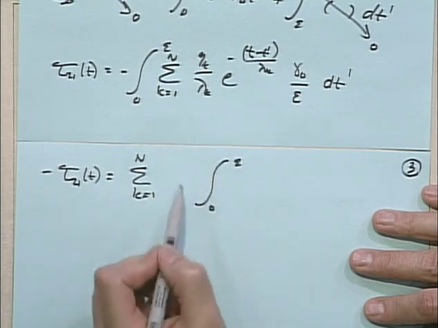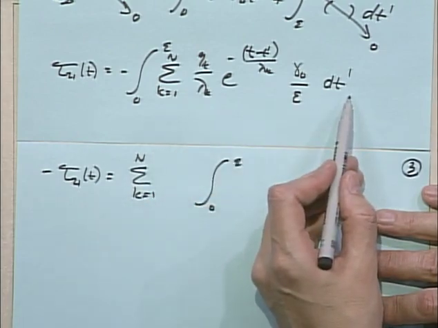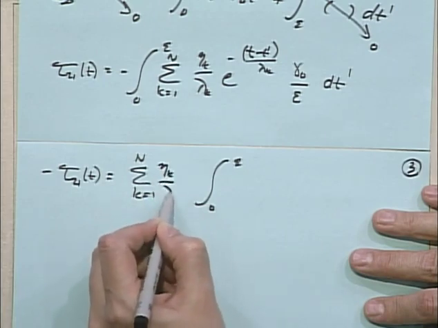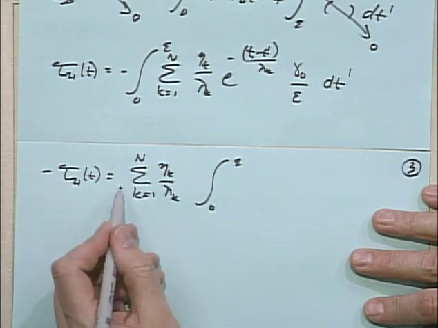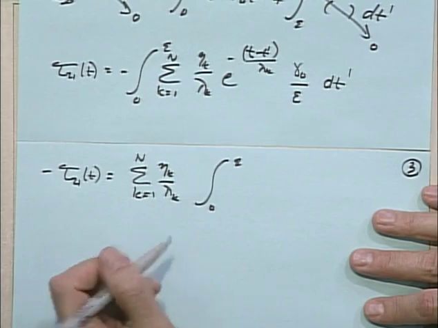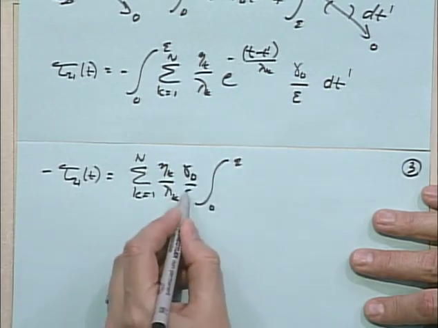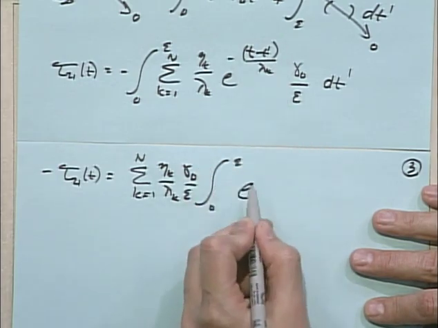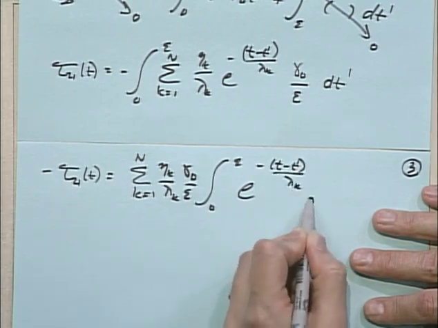I'm going to pull out of the integral the stuff that's not a function of t prime. So eta sub k, lambda sub k, those are not a function of t prime. Those are constants. I don't want to pull them out of the sum because they depend on k, but I can pull them out of the integral. Gamma naught's a constant. Epsilon's a constant. This has a t prime in it, so I keep that. e to the minus t prime over lambda k dt prime.